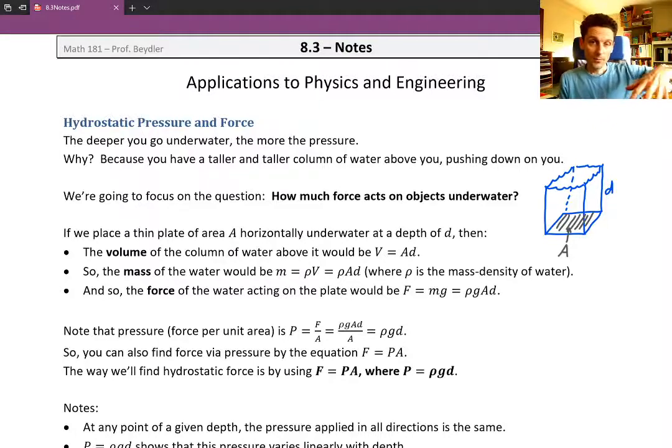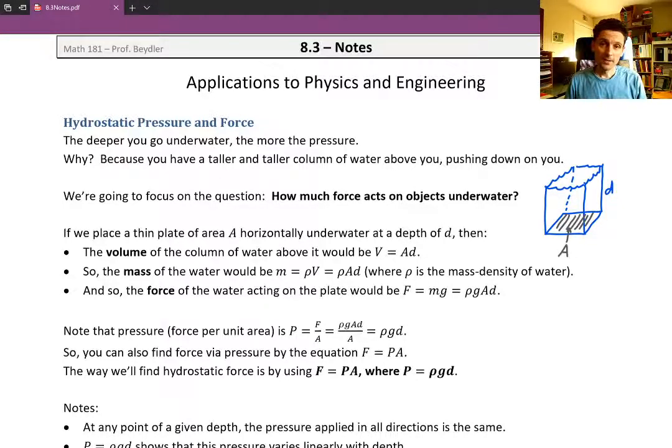Now the volume of the water that's above this thin plate, that's pushing down on it, can be given by V equals A times D, right? Because you can take the area of the plate, multiply by that depth of the water, and it's just like finding the volume of a rectangular prism. Take the area, which is kind of like a cross section, multiply by the depth, that other dimension, and that gives you the volume of that water, that rectangular prism of water.